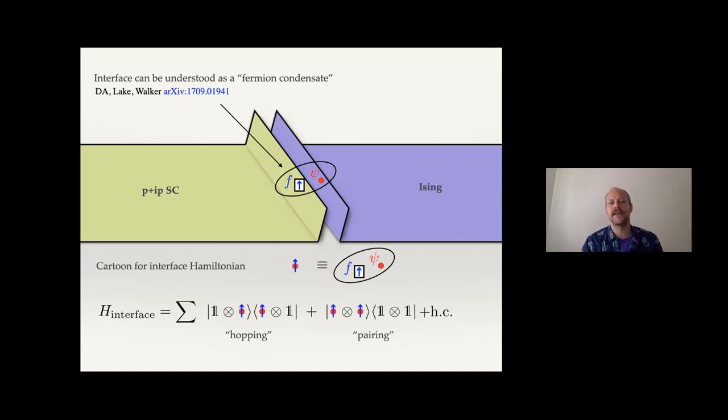And so condensing it comes along with subtleties, which we describe in this paper. If you want a cartoon for the interface Hamiltonian, you can think about a term which binds the physical to emergent fermion, and then additional terms which fluctuate this composite particle up and down the boundary and condense it. So here's a hopping term, and then we can pair create and annihilate it as well.